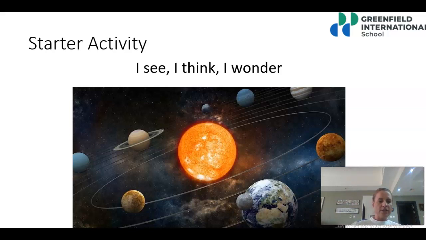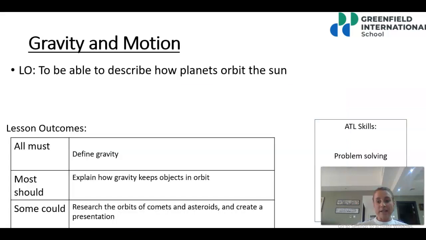Okay, so just to let you know what we will be looking at today, this is your title, and again you should be writing this in your workbooks, please, with today's date. So you're going to write down the title, gravity and motion, and then the learning objective for today is to be able to describe how planets orbit the Sun.